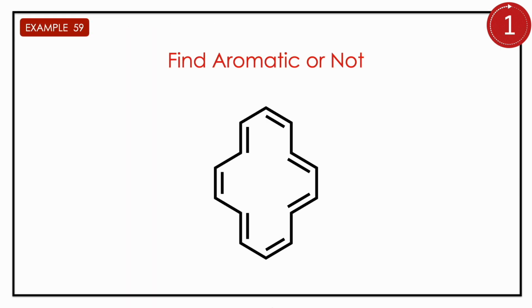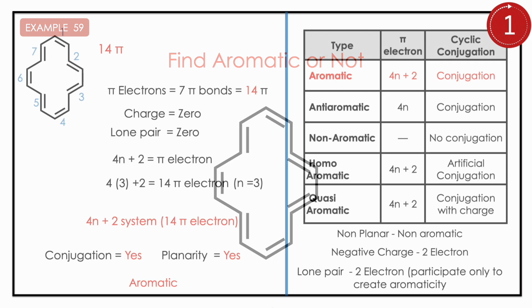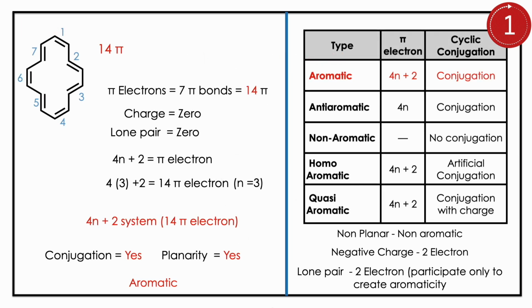Then the next example. Here you have a large molecule with many pi bonds and a big ring structure. Technically it is called annulene. You should find whether the given compound is aromatic or not. Here you have [14]annulene, meaning 14 carbons with 7 pi bonds. So if you count the pi bonds, it is 7.